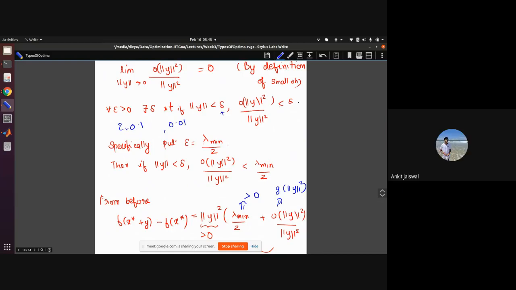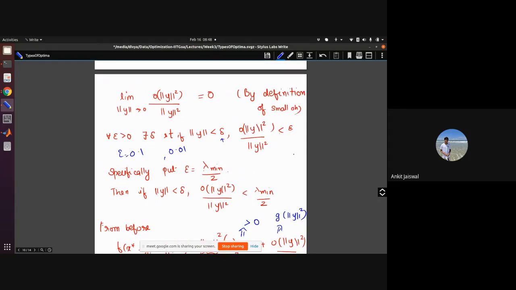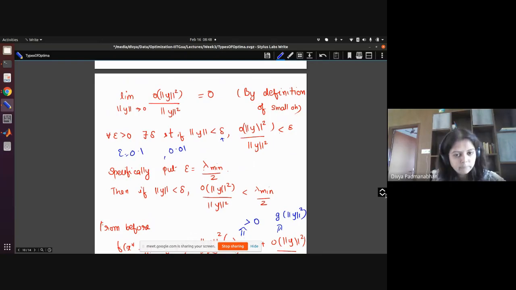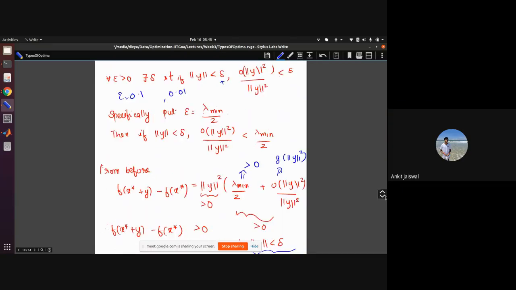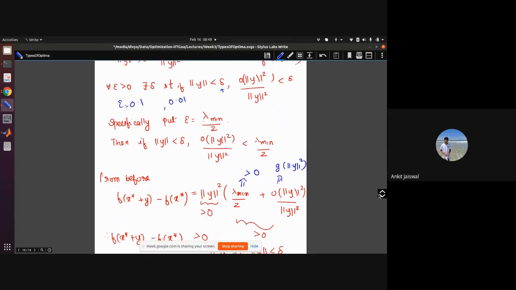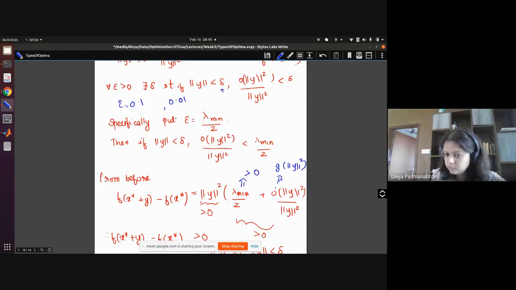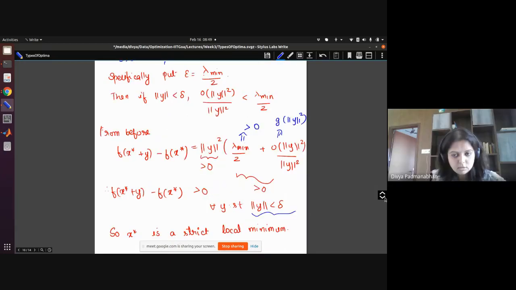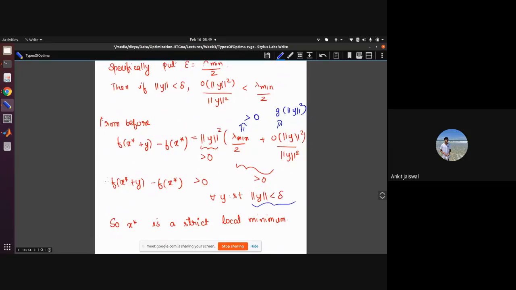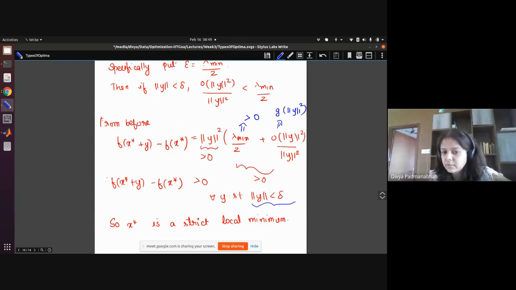Yes, ma'am. But it can be like minus 2. Okay, that is also less than 0.1, right? Minus 2 is also less than 0.1. If that is the case, then what we have proved is that lambda min by 2 is greater than small o of norm of y square by norm of y square. So if lambda min by 2 is 0.1, then this value, small o of norm of y square by y square, can be minus 2. That also holds true here. Then this quantity, lambda min by 2 plus small o of norm of y square by y square, will be minus 0.19. Sure, but it's going to be something greater than 0, right?